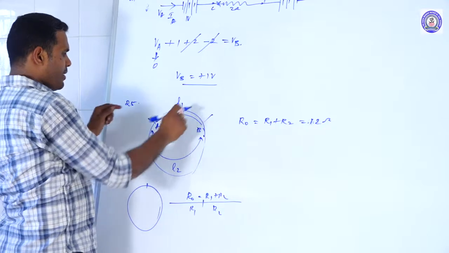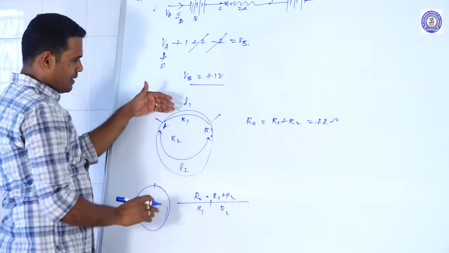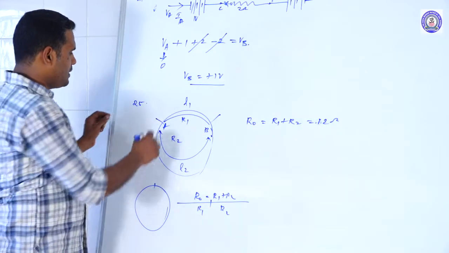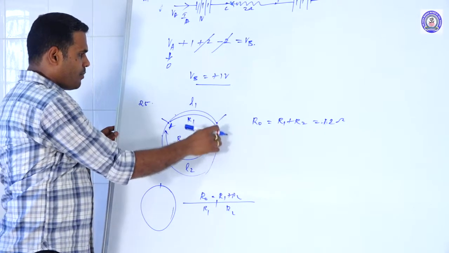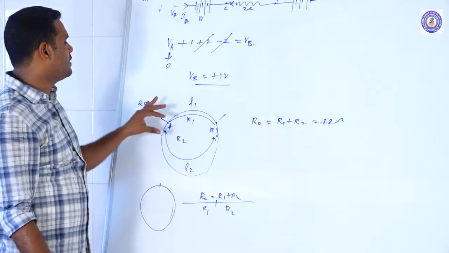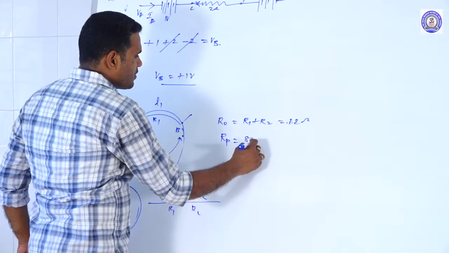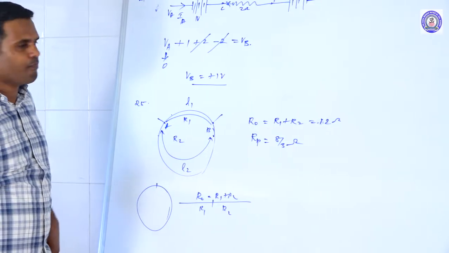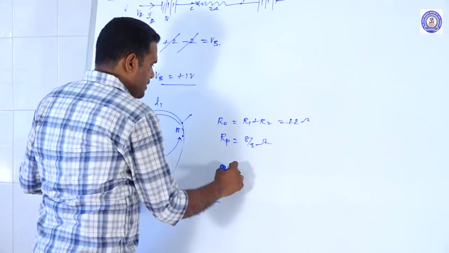When 2 points A and B are chosen on this circular ring, then R1 and R2 come in parallel. Right? Because A is a common potential point for these 2 ends and B is the common potential for these 2 ends. So these 2 are in parallel. And they have given the effective resistance Rp equals 8 by 3 ohm. Now, we can start solving this question.